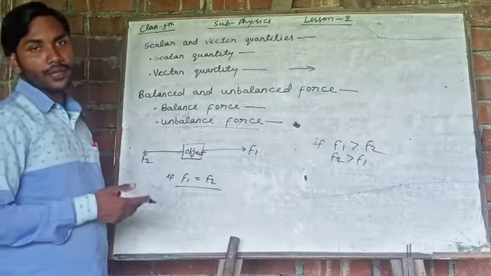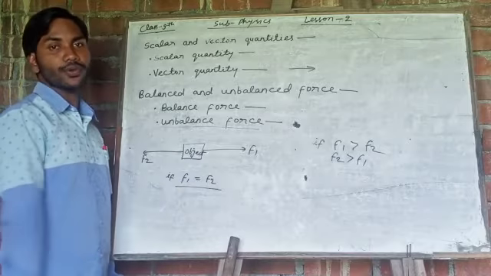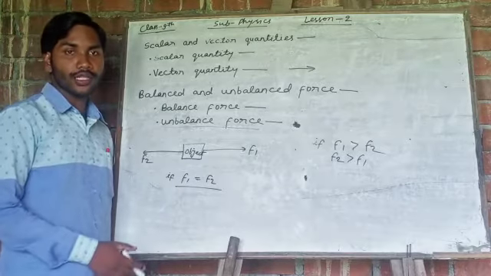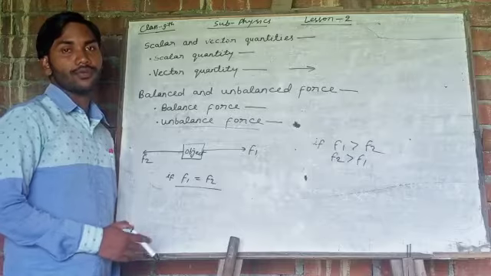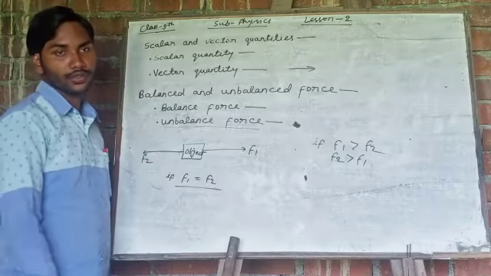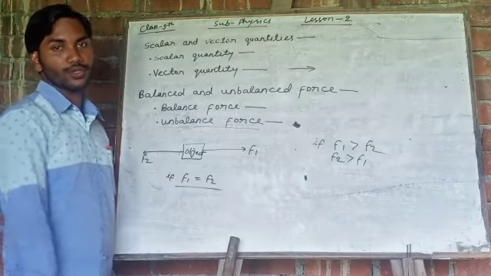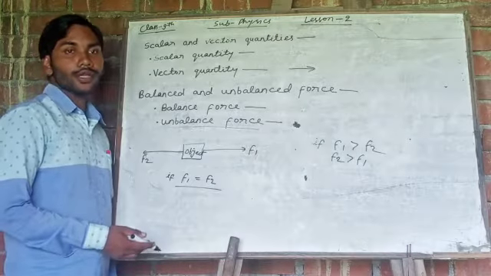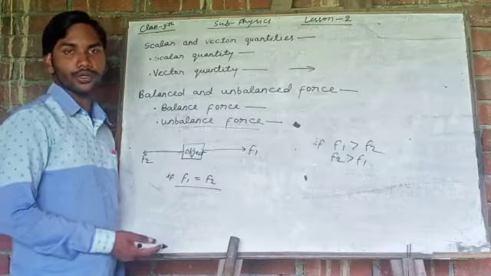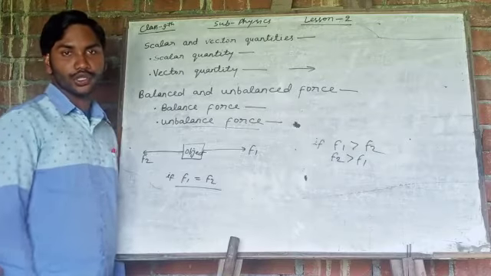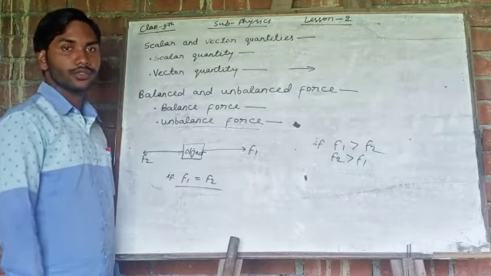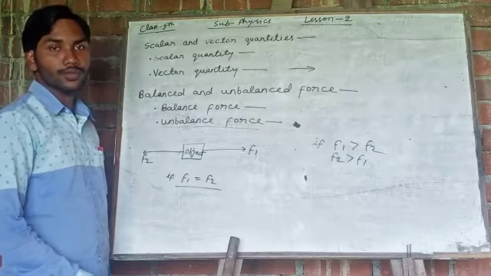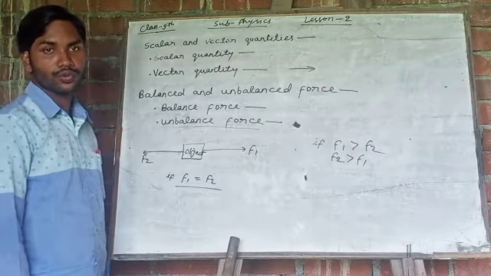So what are the effect of unbalanced force? So it can change the position of a stationary object and it will come in motion. It can change the state of motion to its rest position. It can change the shape and size of the soft object also.